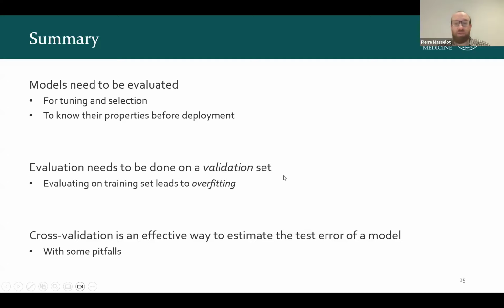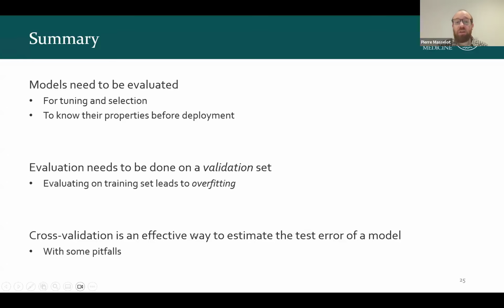So you create this model and then you want to give it to some colleagues in a hospital, for instance, to predict some outcome on patients or so on. You want to have a good idea of the error your model can make. And this evaluation needs to be done on a validation set. This means a set that has not been used to train your model. Otherwise, this will surely lead to overfitting and to a poor view of what will be the error of your model once it's used in practice.